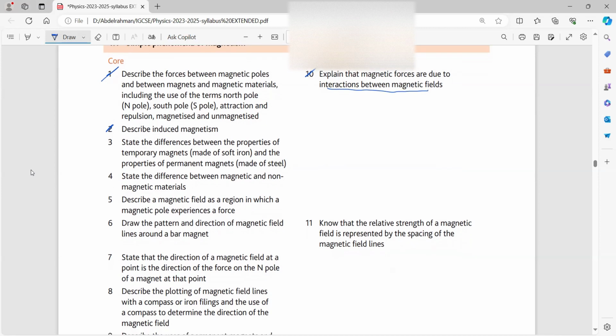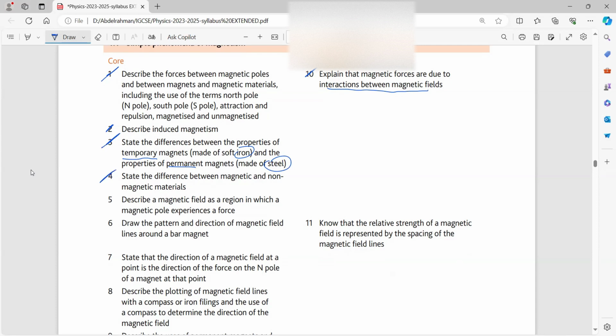State the differences between the properties of temporary and permanent magnets. We know that a temporary magnet is usually made of iron and that a permanent magnet is made of steel. And that's the difference between steel and iron.